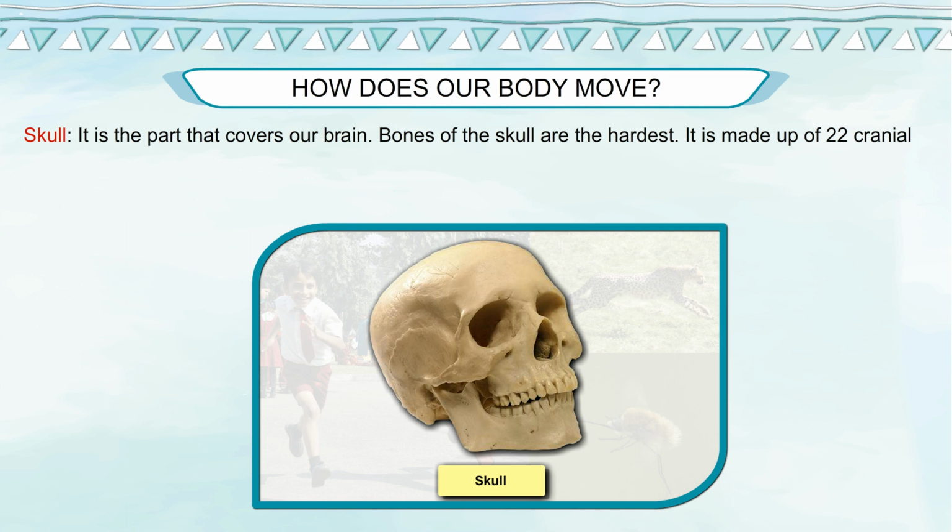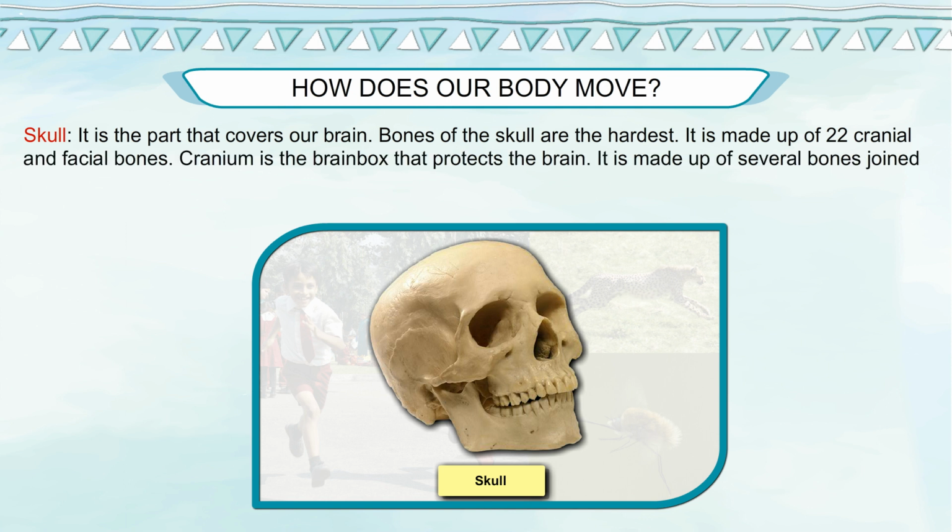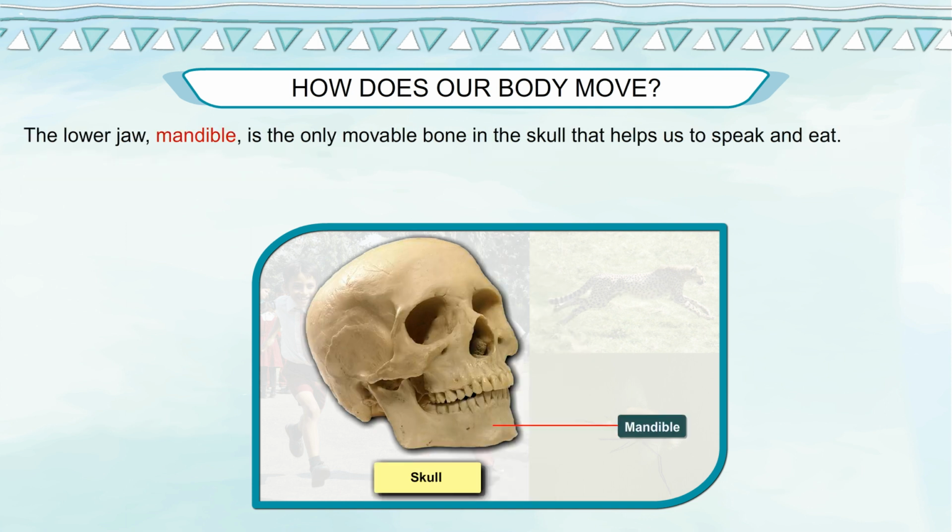Bones of the skull are the hardest. It is made up of 22 cranial and facial bones. Cranium is the brain box that protects the brain. It is made up of several bones joined together through immovable joints. The lower jaw, mandible, is the only movable bone in the skull that helps us to speak and eat.